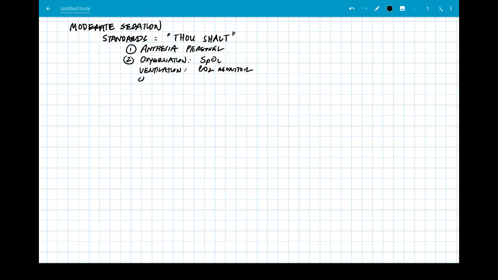Number 3, circulation. That's continuous EKG monitoring must be present, and blood pressure and heart rate must be assessed every 5 minutes. And last, temperature must be monitored when shifts of temperature are anticipated.